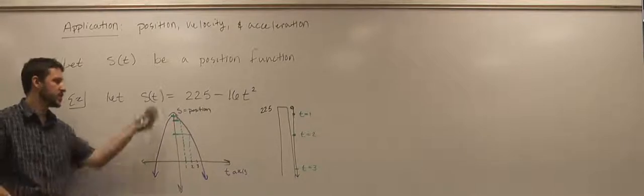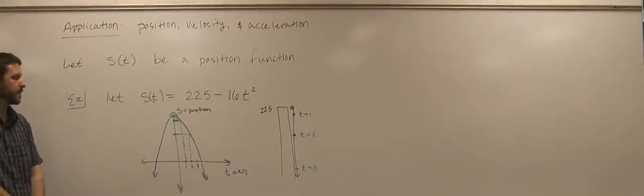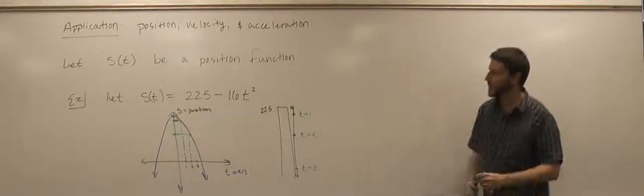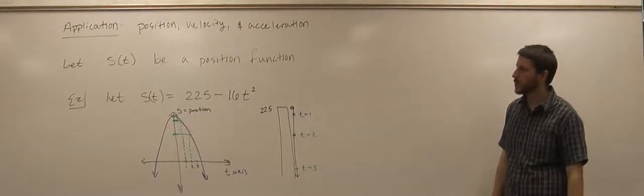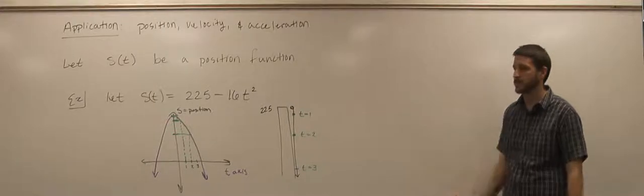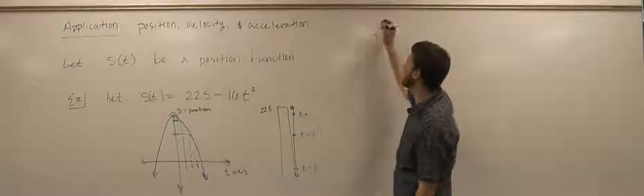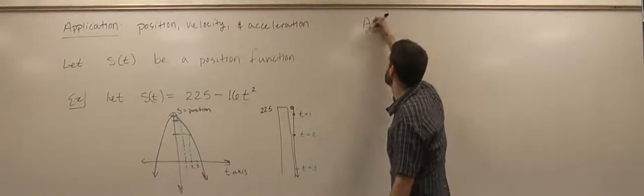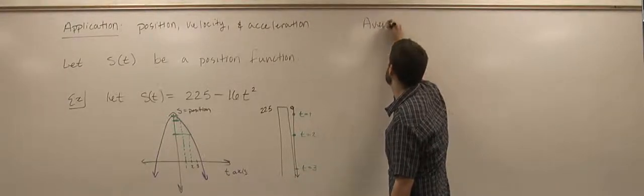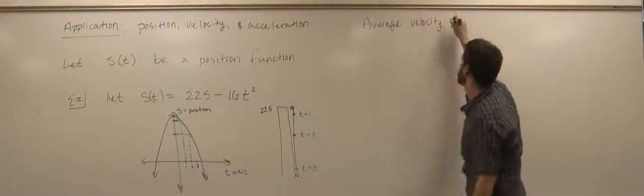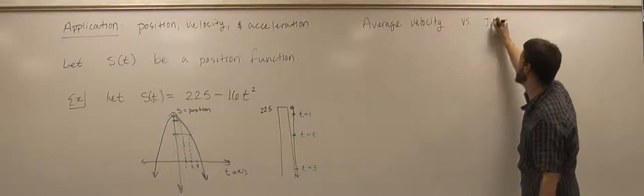So this is a position function. It's modeling how high an object is after t seconds of being dropped off a 225-foot building. What I care about, the reason I care about this, is we want to find, for example, how fast the object is falling, how fast the object is accelerating. So we talk about something called average velocity versus instantaneous velocity.